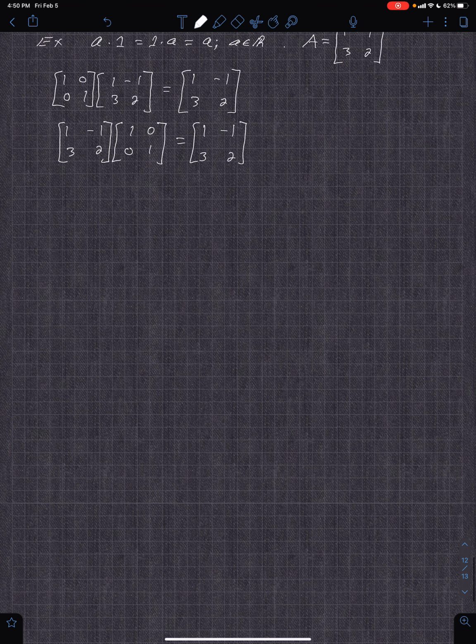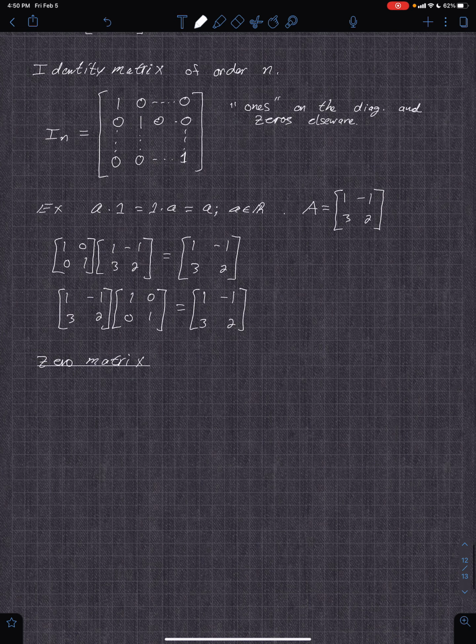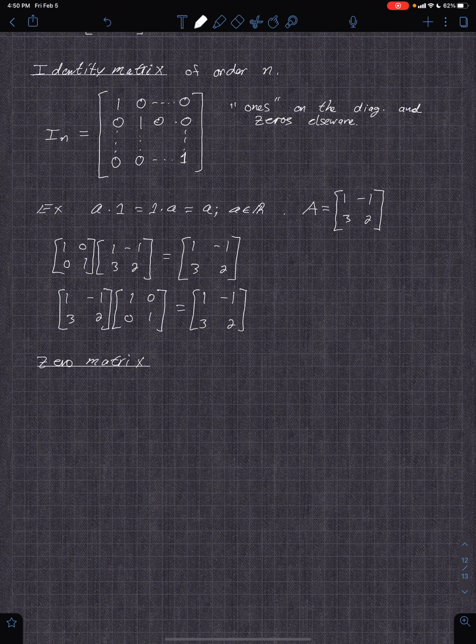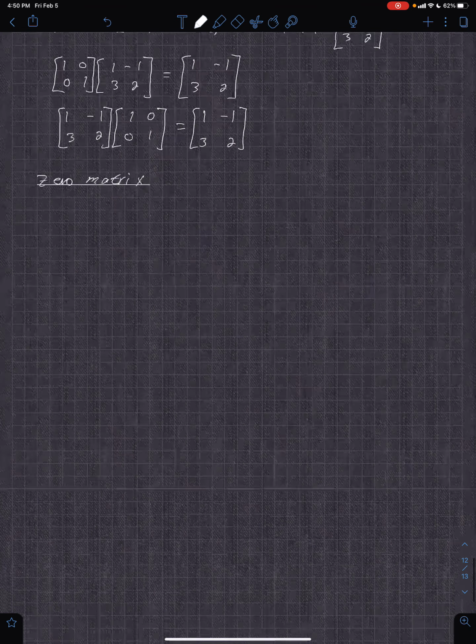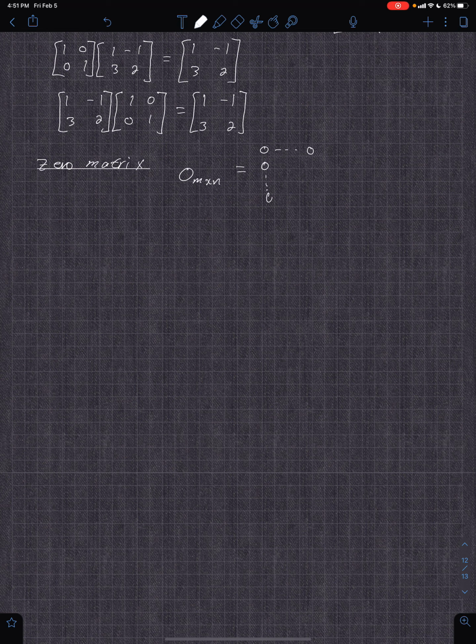Next, the last thing before I go into the properties is the zero matrix, just like the zero vector. The zero matrix is a matrix of all zeros, so don't have to worry about that one. For the zero matrix, we often just use an O, and it's m by n, and it has all zeros in it. That's the zero matrix, of any size m by n.